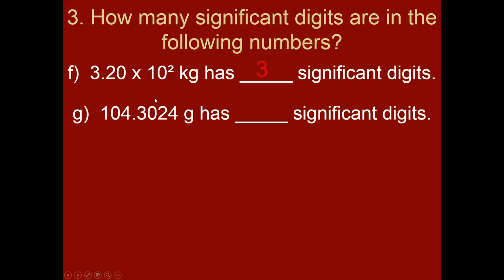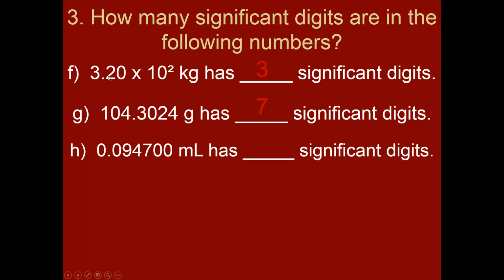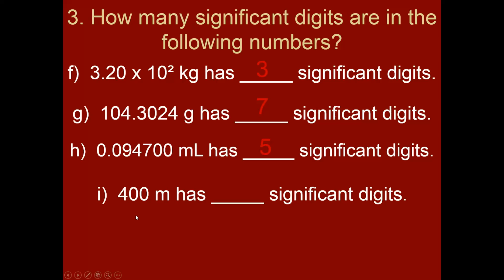104.3024. Both of these are sandwiched zeros. I'm going to call that 7 significant digits. Here we got some leading zeros. We don't care about those guys. 94700, however, all matter. There's my decimal place. 5.400, no decimal place. How many significant digits does that have, you think? 400 with no decimal place is just 1 significant digit.